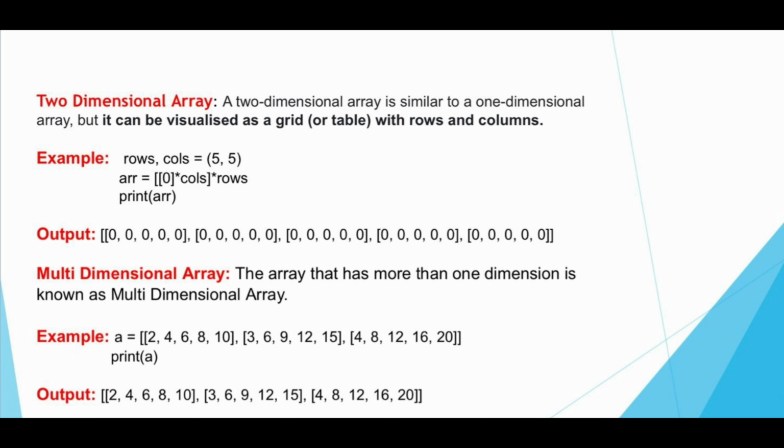So what is a multi-dimensional array? An array that has more than one dimension is known as a multi-dimensional array. So for example, we are giving some elements in an array, so print A, so the output will be like this. So what is the difference between two-dimensional array and multi-dimensional array? In a two-dimensional array, we are entering the number of rows and number of columns, but in a multi-dimensional array we do not enter the number of rows and number of columns. We are directly entering the integers.